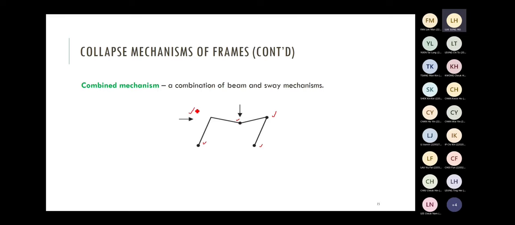So when you play with frame structures, you may try this kind of combination. You may check the beam mechanism, sway mechanism, and combined mechanism to see which one gives you the smaller force. Okay. Actually, the theory remains the same. When you apply the upper bound theorem, you are following the same things. But for frame structures, you have more things to do, more combinations to try.